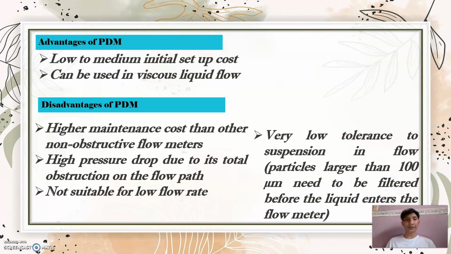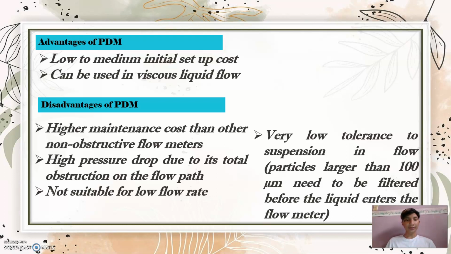There are the advantages of PDM and disadvantages of PDM. The first advantage of PDM is low to medium initial setup cost, and the second is that it can be used in viscous liquid flow. And a disadvantage of PDM is higher maintenance cost than the other non-obstructive flow meters.